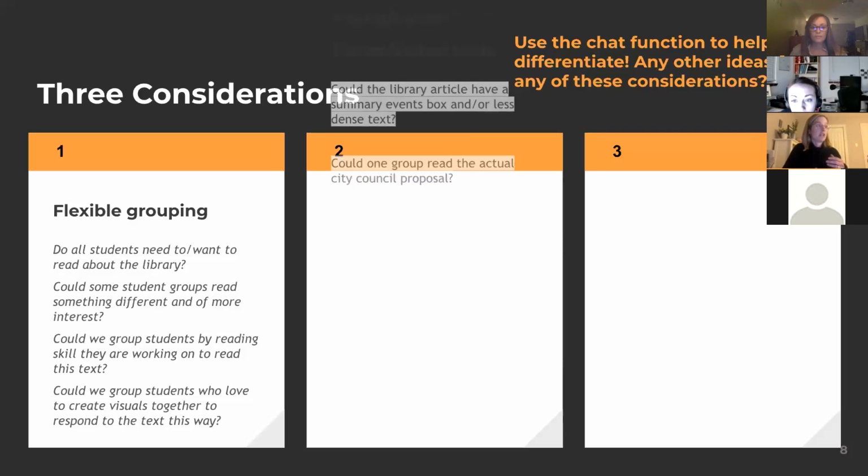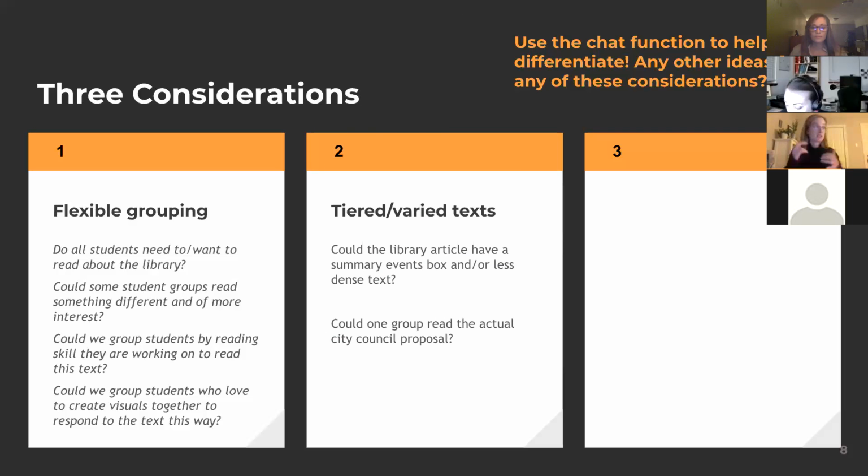Next consideration: tiered or varied texts. Here are some questions we could ask about that experience. Could the library article have a summary events box or less dense text? This is the idea of scaffolding into a text for kids, so that everyone gets the same text, but there are some scaffolds attached that help them make deeper meaning.